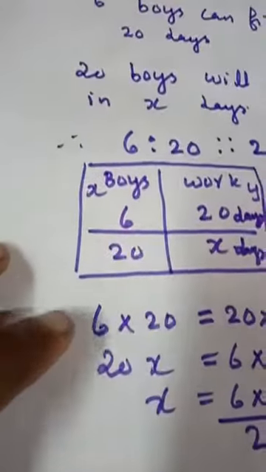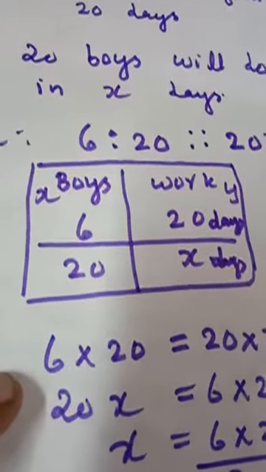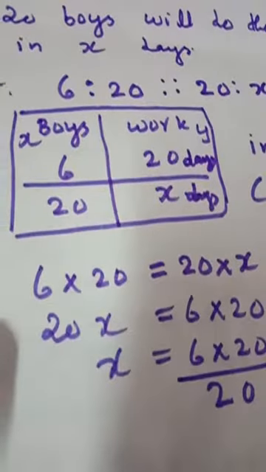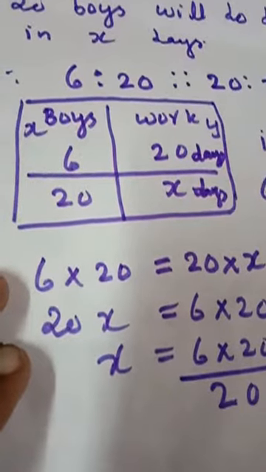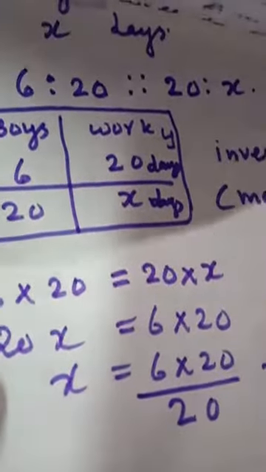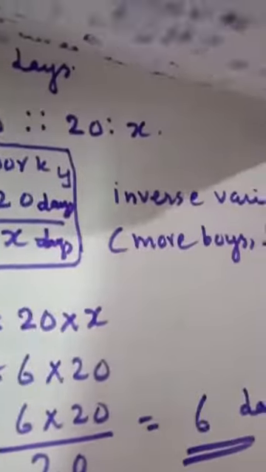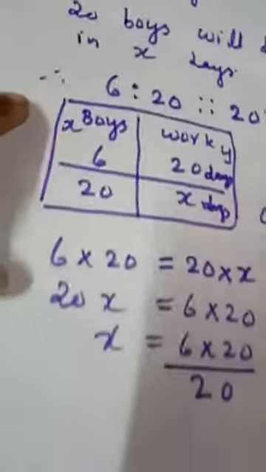More boys, less days. So inverse means x1 y1 equals x2 y2. That is the formula. So x1 is 6, y1 is 20. 6 into 20 is equal to 20 into x. So x is equal to 6 into 20 by 20, which is 6 days.